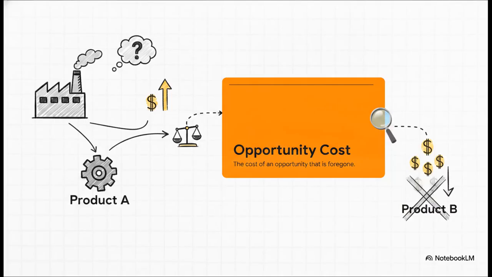And hey, we can't talk about decision-making without hitting on this vital definition: opportunity cost. Simply put, it's the cost of the opportunity you forego. Resources are always limited, right? So if you choose to use your factory to make product A, you are actively sacrificing the profit you could have made producing product B. The path you don't take still carries a very real, relevant cost, and management has to weigh that.